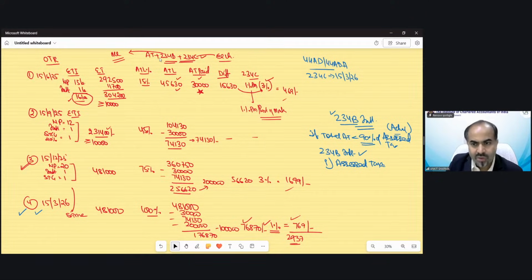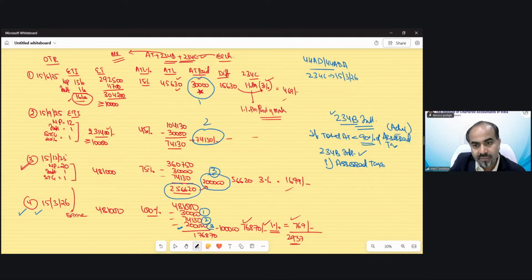Sir, in fourth, how take 20,000? Are you talking about Aditya? This 20,000 is not 2 lakh. It's not 20,000, it's 2 lakh because we have deposited 2 lakh rupees in the third installment. So we need to reduce all the amounts we have paid. First is 30,000. Second, we have paid 74,130, sorry. And on third, out of 256, we paid 2 lakh rupees. So this is my first, second, this is third.